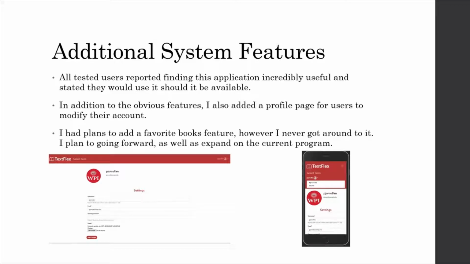Some additional things I added were an account page so that you can modify your information. Here's the desktop version of it and the mobile version. I originally created this because I had plans of allowing users to save results or a favorites section so you could buy the books later. I couldn't get around to it in the 7 weeks, but I still intend to as I continue forward with this application.